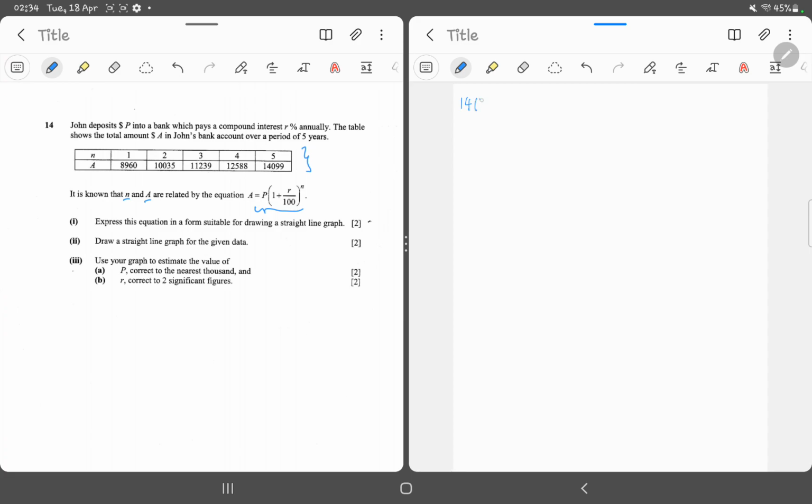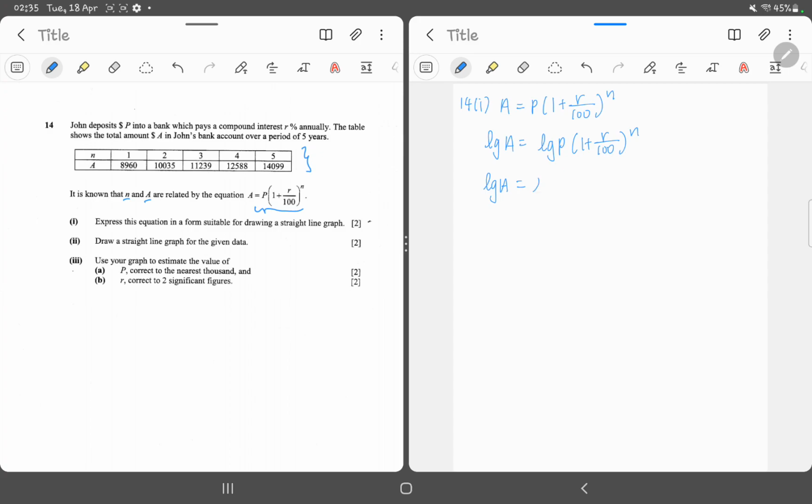So what I'm going to do over here is, okay, I'm going to write down the equation. So the first thing you do is to take the common logarithms on both sides. So LGA, using the power law, we can bring down the N. Okay. So, but before that, let's split it using the product rule.